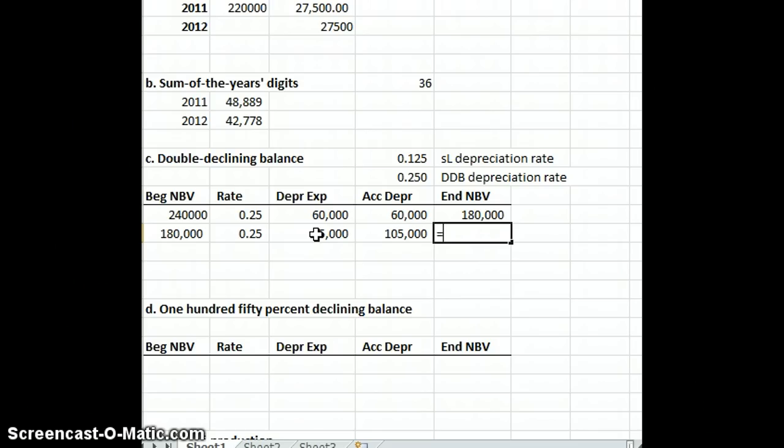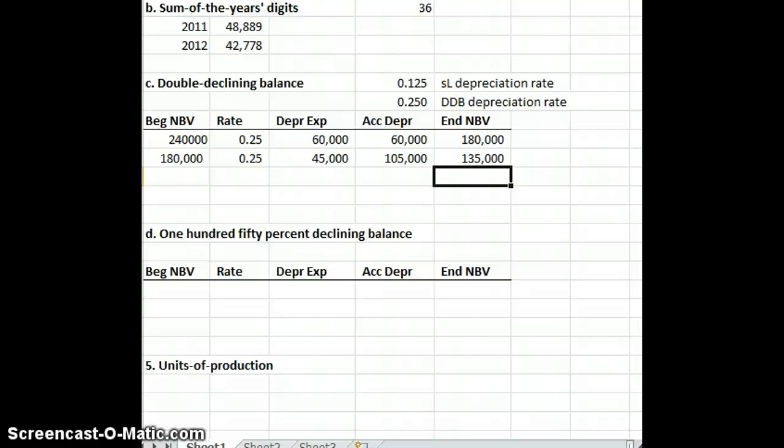And our ending net book value can be calculated a couple different ways. We can take our beginning net book value for the year and subtract out this year's depreciation expense and get 135,000 as our ending net book value. Or we could take our beginning net book value total and subtract out our accumulated depreciation, and it's going to get us to the same point. So you can do the calculation either way. And we would just carry this out all the way through until we depreciate all the way down to our salvage value. Once we hit that salvage value, then we stop. So once we have a net book value of $20,000, that's where we end.